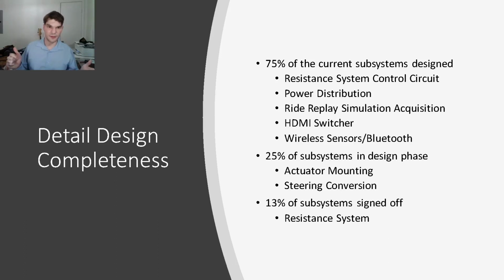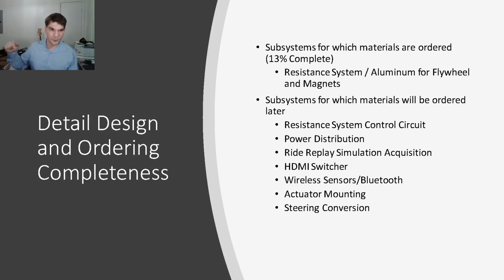And then 13% of our subsystems are signed off, the resistance system. The resistance system is just, in general, how does the linear actuator moving a bracket of magnets closer to an aluminum flywheel cause the resistance? So that is what is going to be discussed later. And then we also have design detail and ordering completeness.